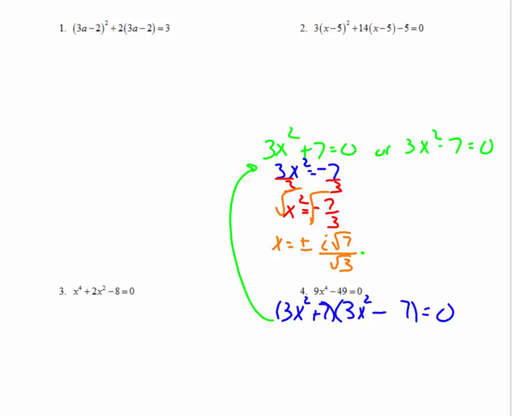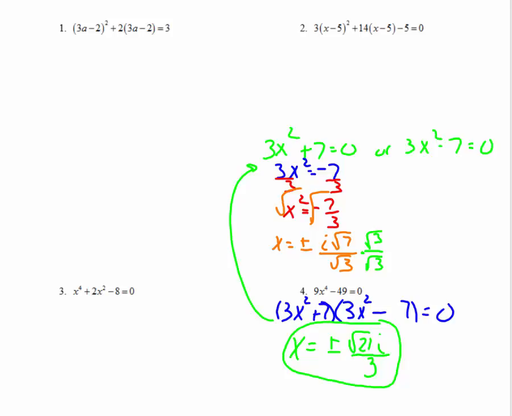So we have to rationalize. We multiply top and bottom by what? The square root of 3. So x is going to equal plus or minus square root of 7 times the square root of 3 is the square root of 21. i stays on the outside, and the square root of 3 times the square root of 3 is the square root of 9, which is back to 3. So there's 2 answers there. We'll solve the other equation.